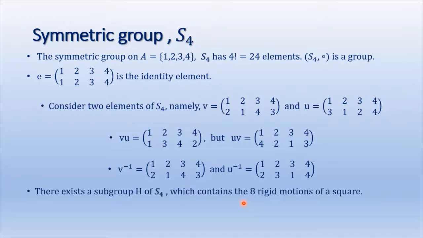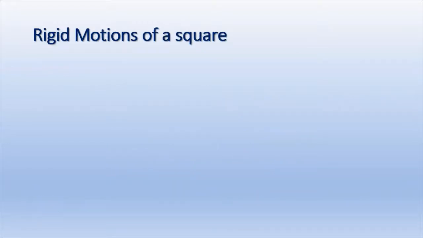So there exists a subgroup H of S4 which contains the 8 rigid motions of a square, which we shall see next. And this set H has 8 elements. Totally S4 has 24 elements and these 24 elements have been partitioned into 3 sets. So H divides S4 into 3 partitions. You can see that. Next we shall see the rigid motions of a square.